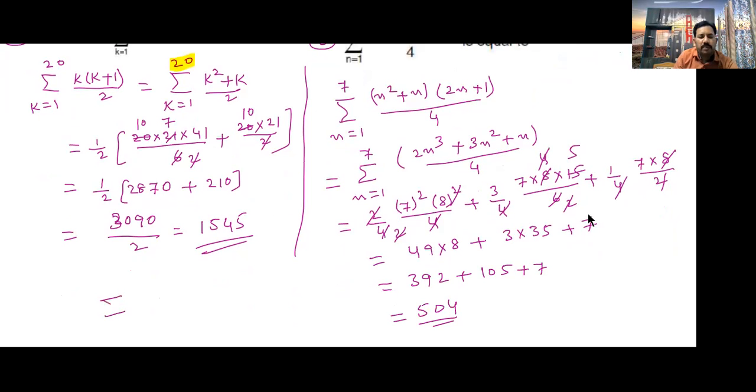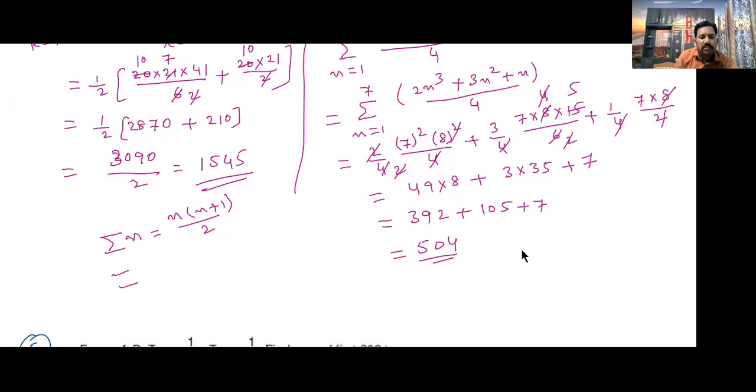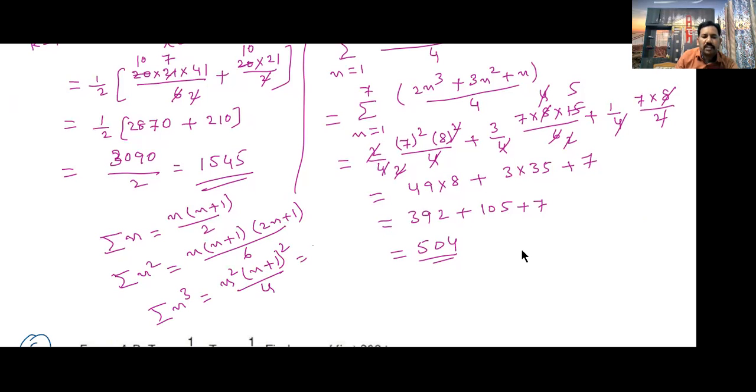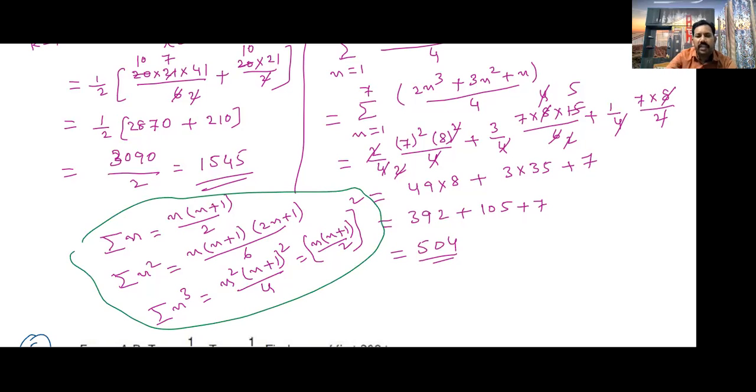So you want to remember the sigma n formula. What is that? n into n plus 1 by 2. Next, sigma n square formula: n into n plus 1 into 2n plus 1 by 6. Sigma n cube, the sum of cubes of n natural numbers, is n square into n plus 1 whole square by 4, or we can write another way also, n into n plus 1 by 2 whole square. So remember these three formulas, then this type of problems is very easy.